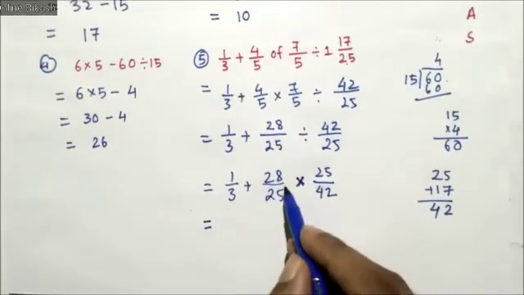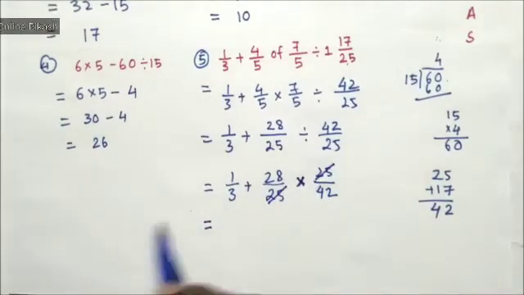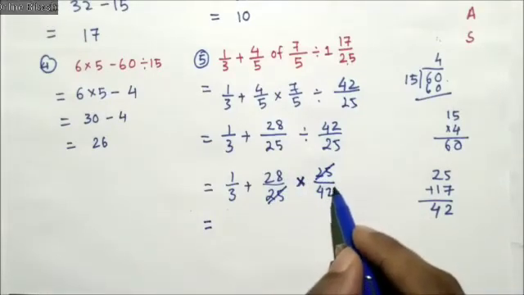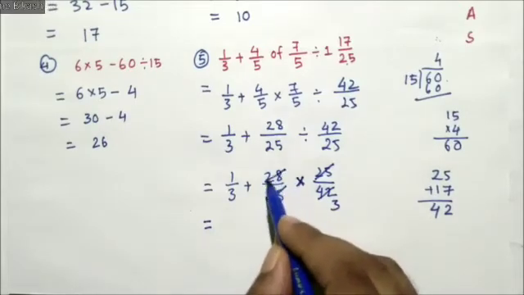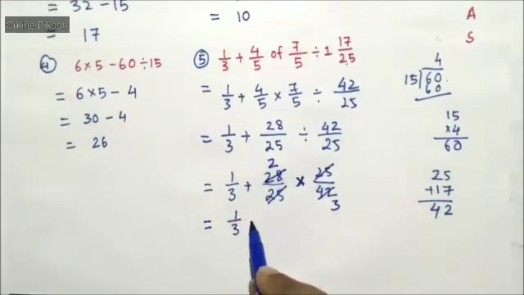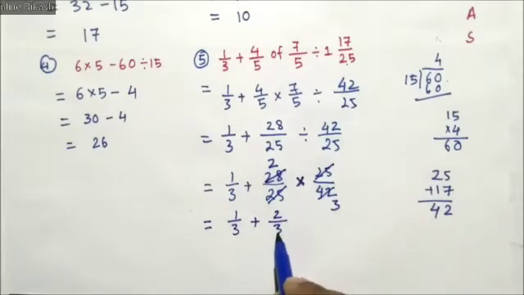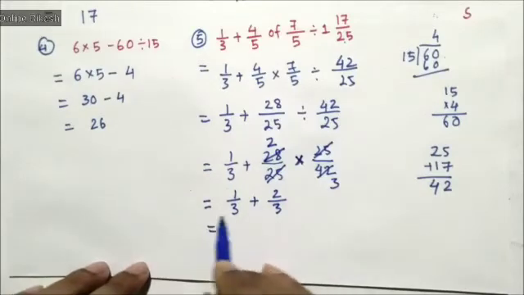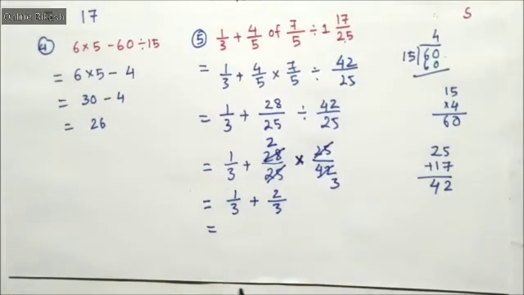Now, can we do something? 25 will be cancelled, and 14 threes are 42, 14 twos are 28. So what fraction are we left with? Here it is 2 by 3. Is it clear? Now you just need to add these two fractions.